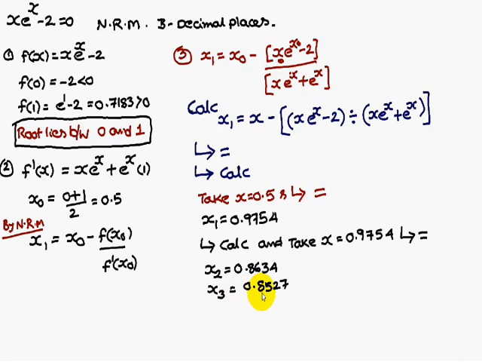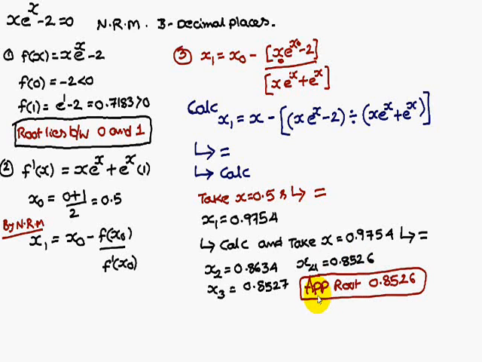Similarly, x3 is equal to 0.8527 and x4 is 0.8526. Therefore, approximate root is 0.8526. So in the calc you have to enter like this, then only you will get the answer.